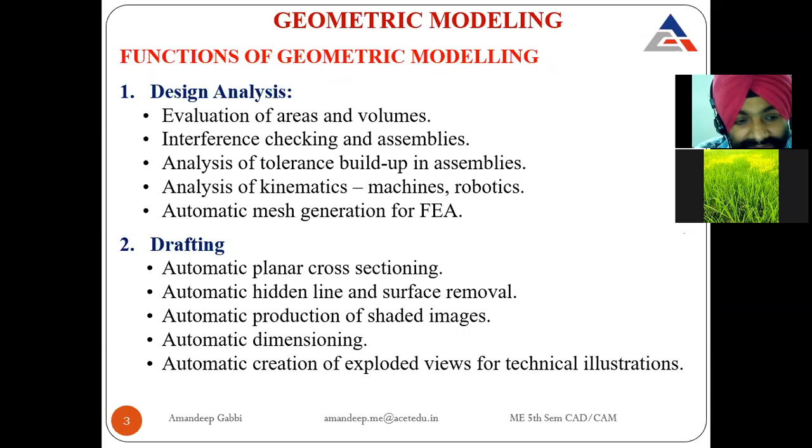Checking interference in assemblies. There are a number of assemblies. If you talk about a piston cylinder arrangement, if you want to draw that, the piston has to be assembled in the cylinder. You can check for the interference, right? Whether that piston will move inside that cylinder or not. Analysis of tolerance build-up in the assembly. Tolerance is given, right? If you give some dimension, say 45, the tolerance is 0.01 or 0.02, less than or greater than that. Analysis of kinematics of machines.